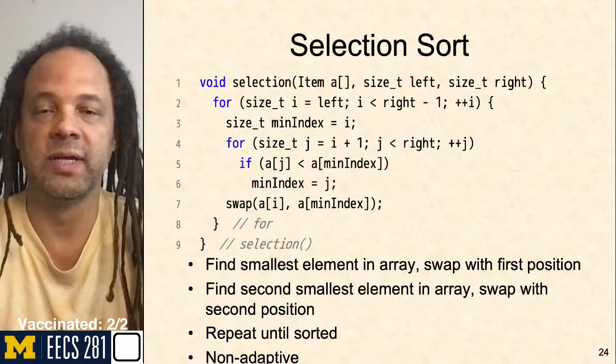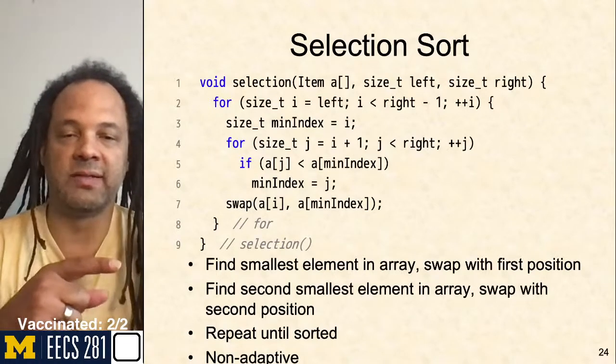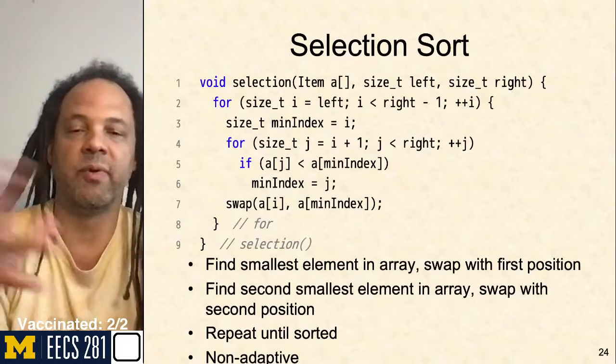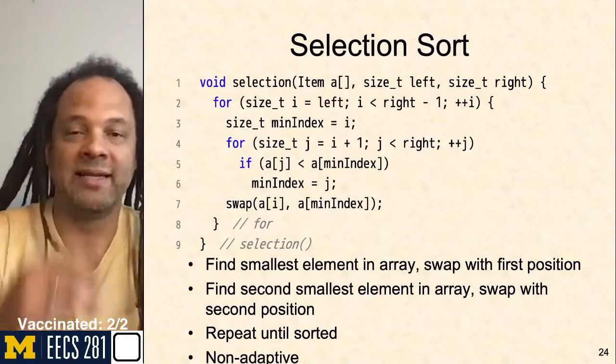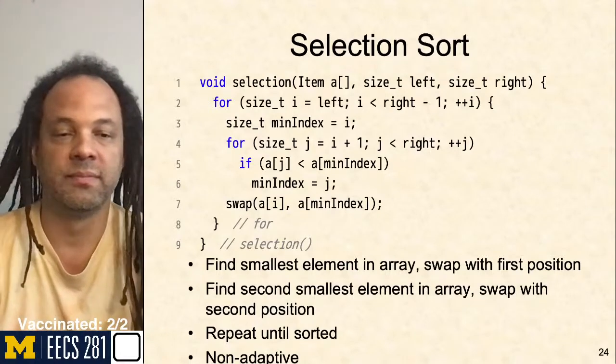But it works slightly differently. It finds the smallest item, swaps it into place, repeat, repeat, repeat. It is non-adaptive as well.